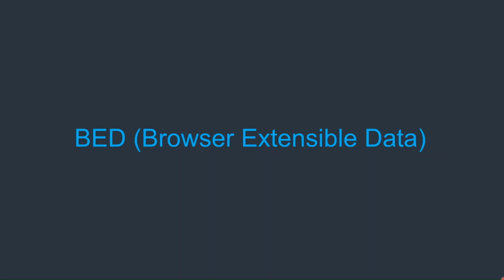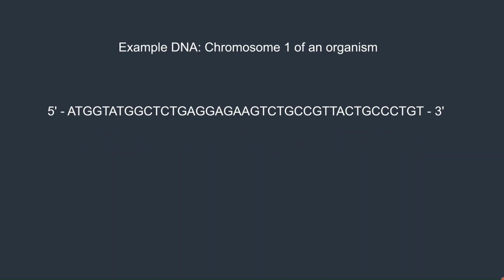Hello everyone. Today we will learn about the BED file format that stores the coordinate information of genomic features. Let's take an example of a DNA sequence in chromosome 1 for a hypothetical organism. There are two types of methods to assign the coordinates of nucleotide bases in a DNA sequence. One is the one-based method, another is the zero-based method. In this tutorial, I will show the zero-based coordinate method.